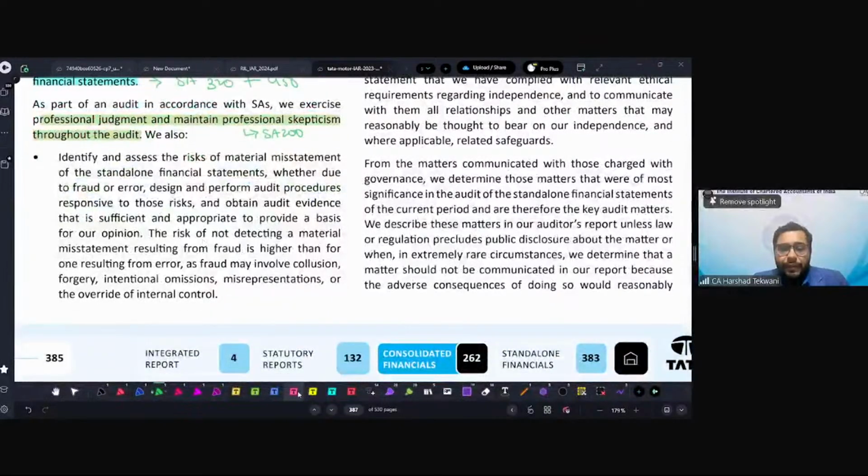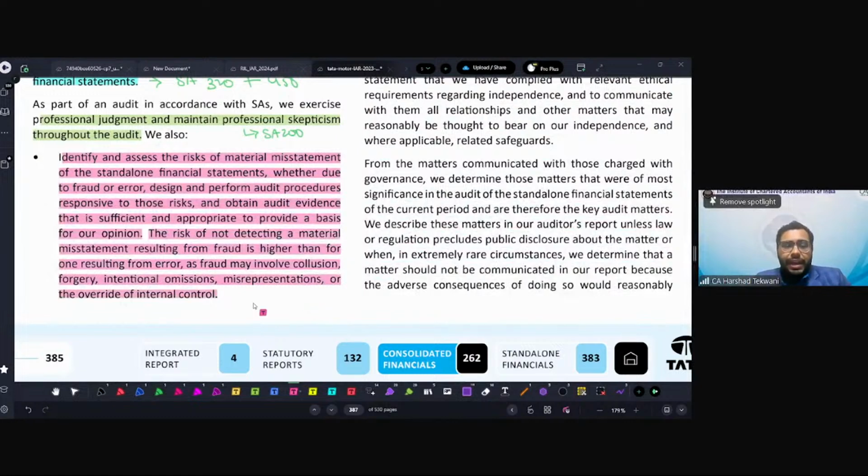Then there is the next part which talks about how we also identify and assess the risk of material misstatement of the financial statement, whether due to fraud or error. We design and perform audit procedures responsive to those risks and obtain evidence that is sufficient and appropriate to provide the basis for opinion. The risk of not detecting a material misstatement resulting from fraud is higher than one resulting from error, as fraud may involve collusion, forgery, intentional omissions, misrepresentation, and override of control.